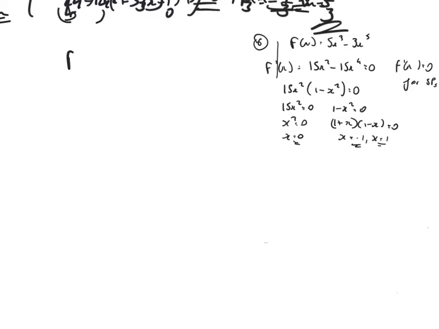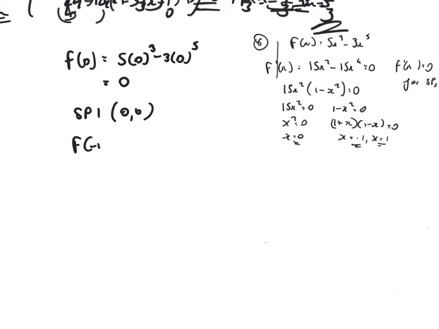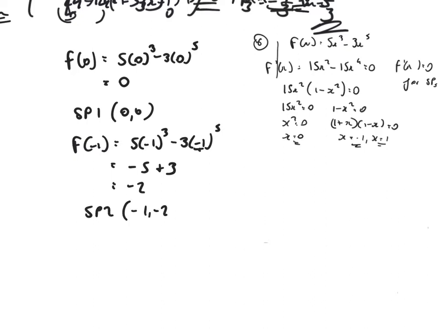So f of 0, that's 5 lots of 0 cubed minus 3 lots of 0 to the power 5, which is equal to 0. Okay, so stationary point 1 then is the origin 0, 0. f of minus 1 is equal to 5 lots of minus 1 cubed minus 3 lots of minus 1 brought to the power 5. Minus 1 cubed is minus 1 times 5 is minus 5. Minus 1 brought to the power 5 is minus 1 times minus 3 is plus 3, and that is minus 2. Stationary point 2 then is minus 1, minus 2.